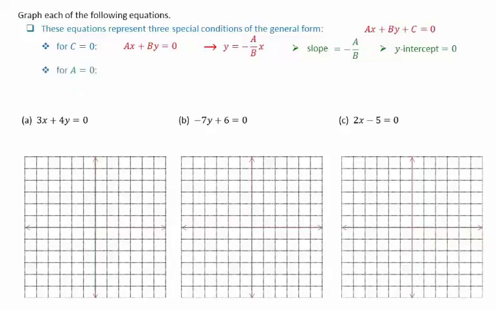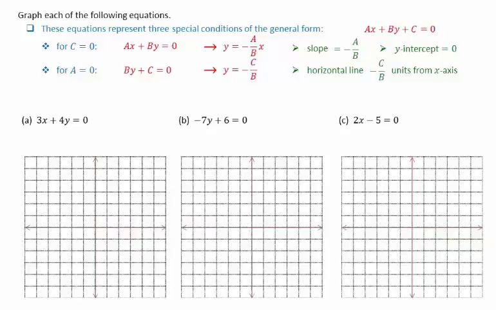For a equals 0 in general form, we get by plus c equals 0. Again, isolating for y, we get y equals negative c over b. Here, the y value is a constant, no matter what the x value is. So an equation in general form with a equals 0 represents a horizontal line that is negative c over b units from the x-axis.